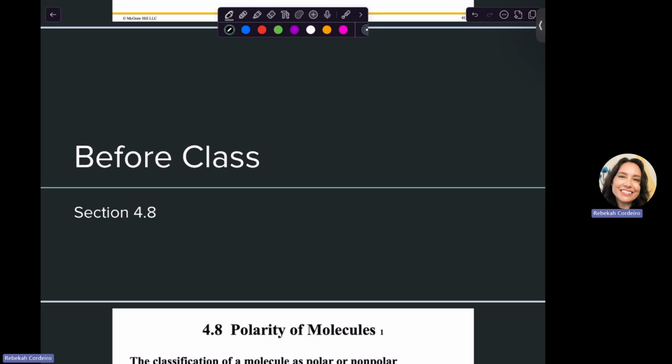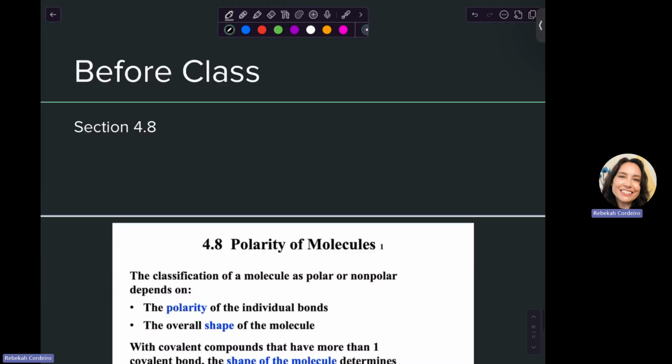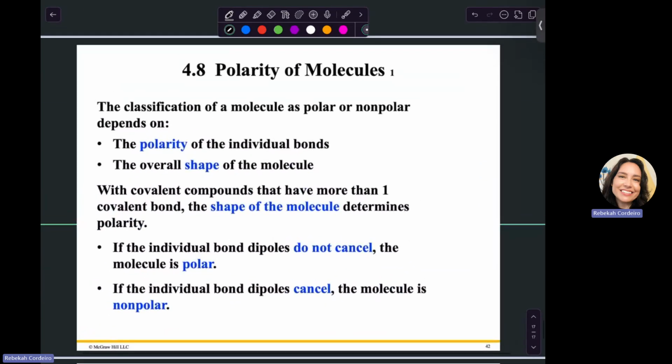All right, so this is going to be the last section of chapter 4, section 4.8. And so now we're going to get into the polarity of molecules. We're going to combine what we've learned about the molecule shape and the bond polarity to determine if the whole molecule is going to be polar or nonpolar.